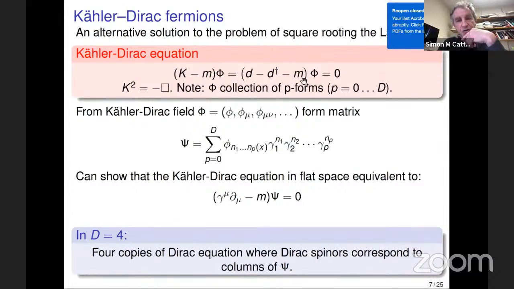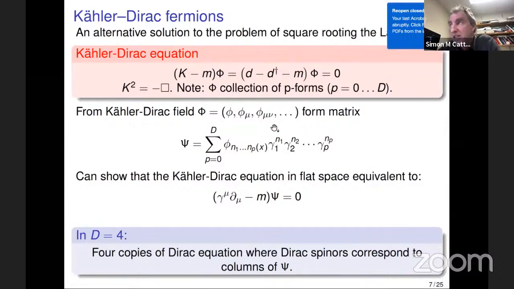Now this thing has to naturally act on forms, because it's an exterior derivative. In fact, it has to act naturally on a collection of p-forms. I can't restrict to a single p-form. I have to go from zero up to D, the dimension of the spacetime. So this is a natural guess for an equation which would describe fermions, which in principle is distinct from the ordinary Dirac equation. This was written down in the 1960s at some point by Mr. Kaehler, I guess, as an alternative to the Dirac equation.